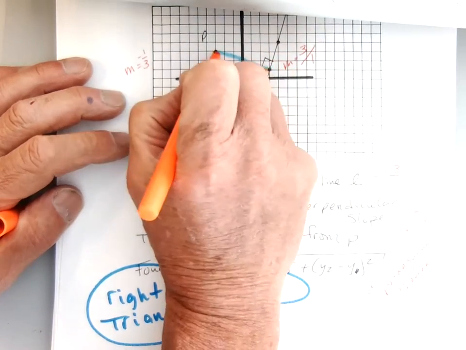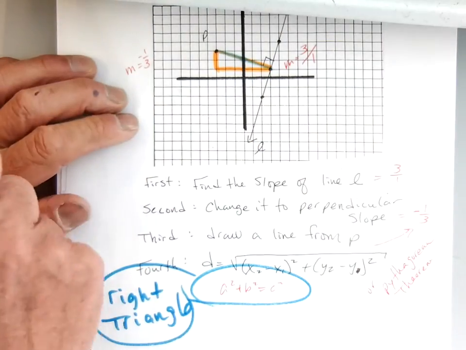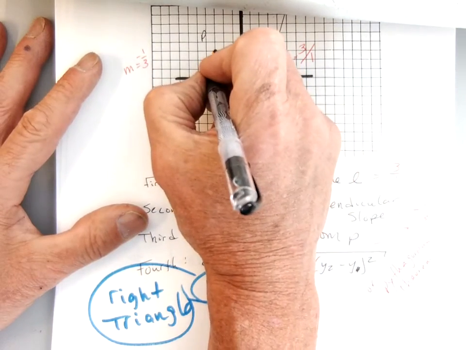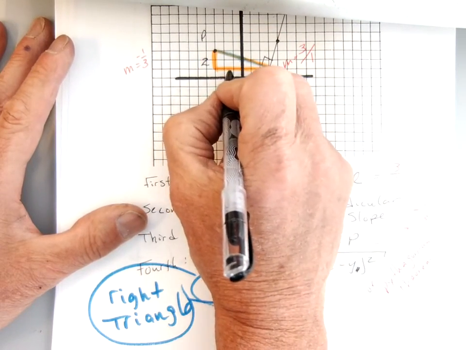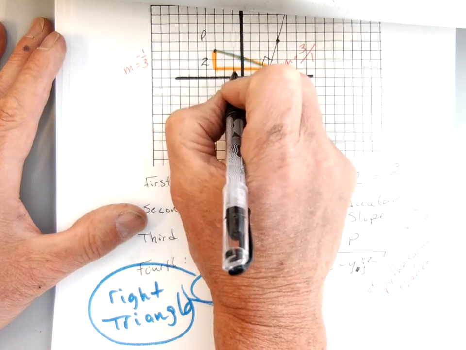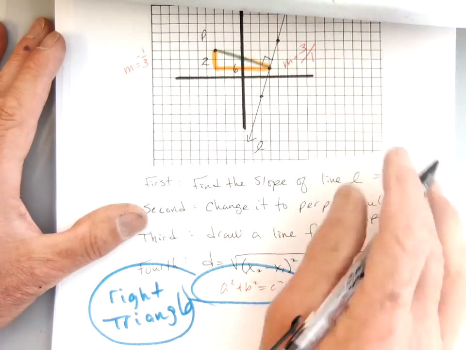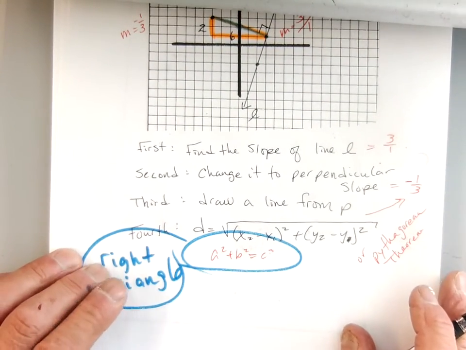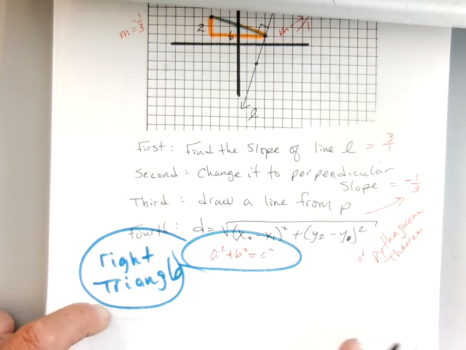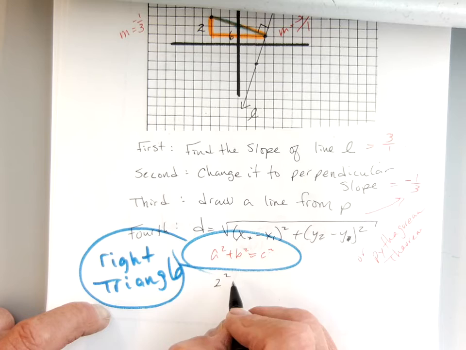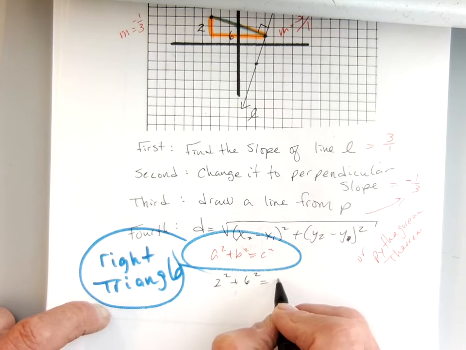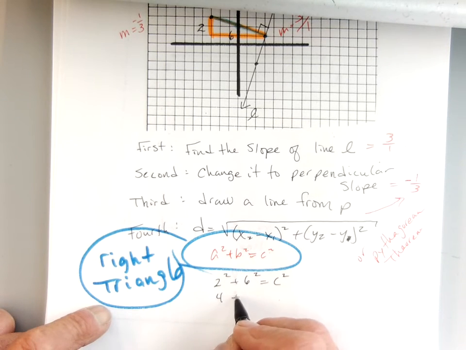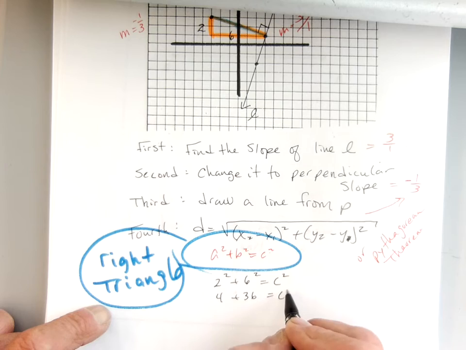And now I can count the sides because it's on graph paper. This side is a length of 2. 1, 2, 3, 4, 5, 6. This is a length of 6. So finally, to finish this up, let's call it Artie's method. Artie, the famous mathematician, huh? We're going to go a squared, or 2 squared, plus b squared, which is 6 squared, equals c squared. How's that? 4 plus 36 equals c squared.